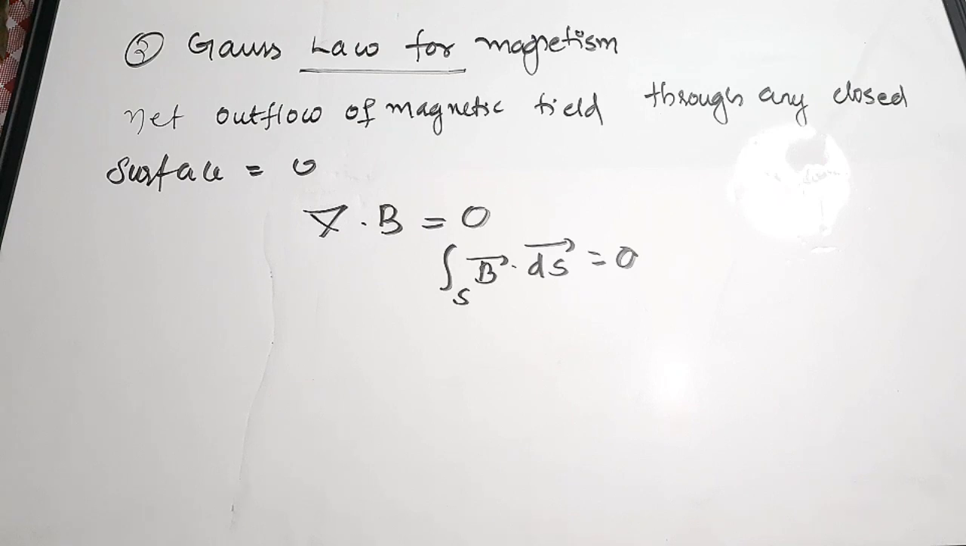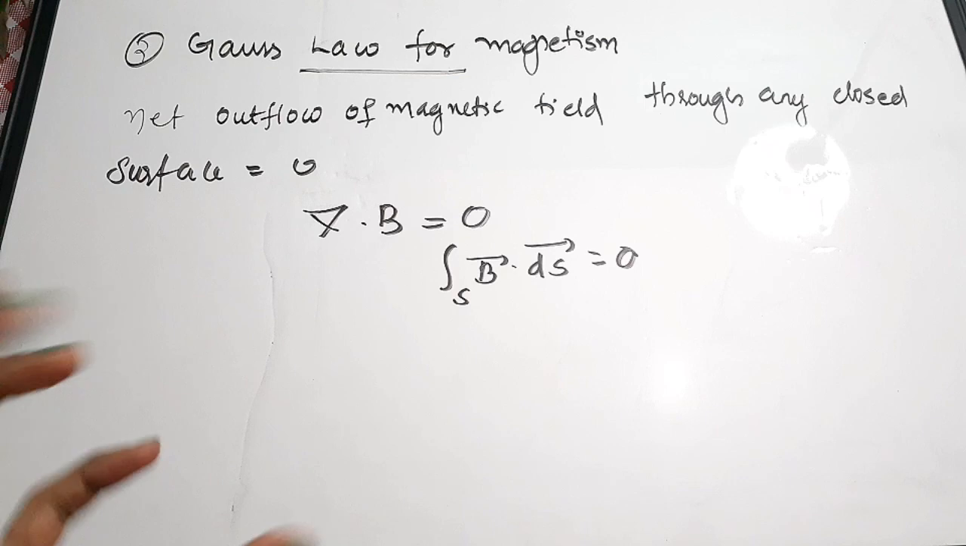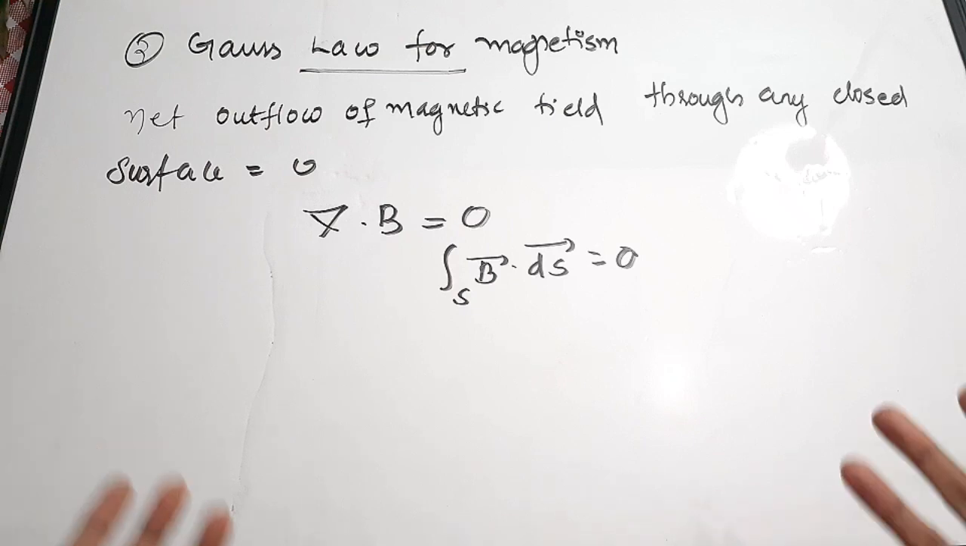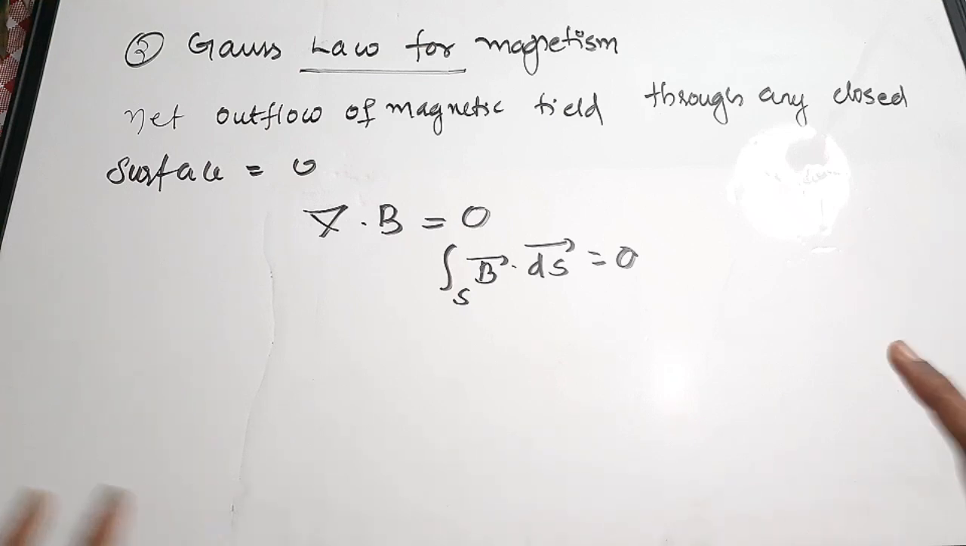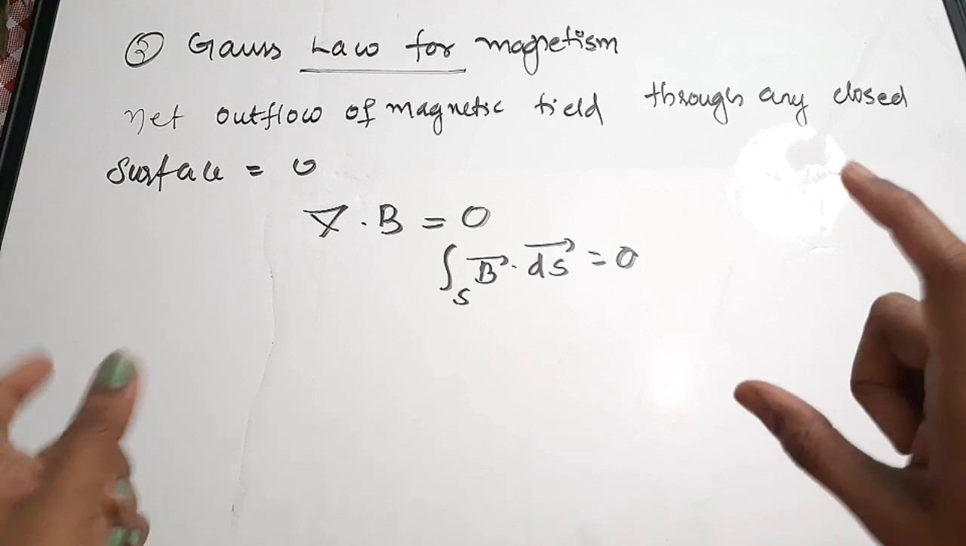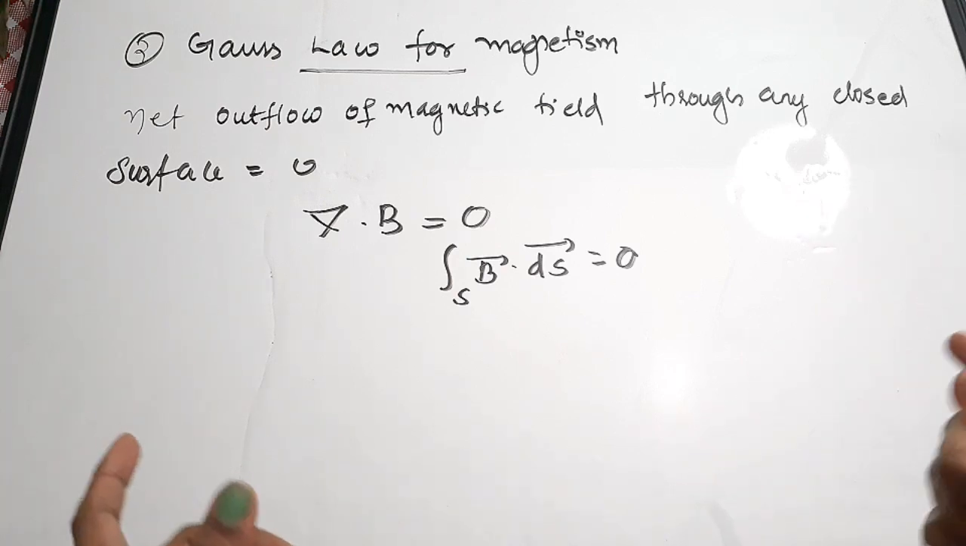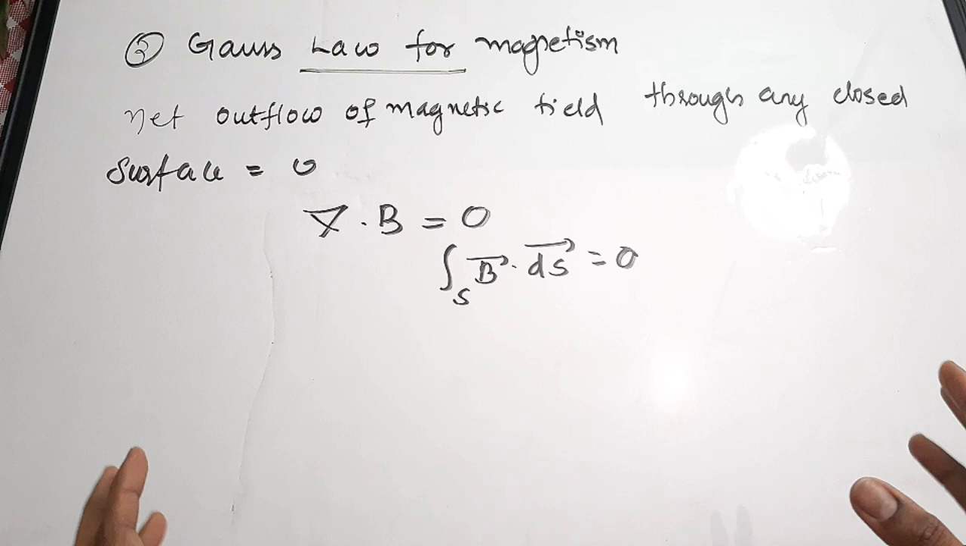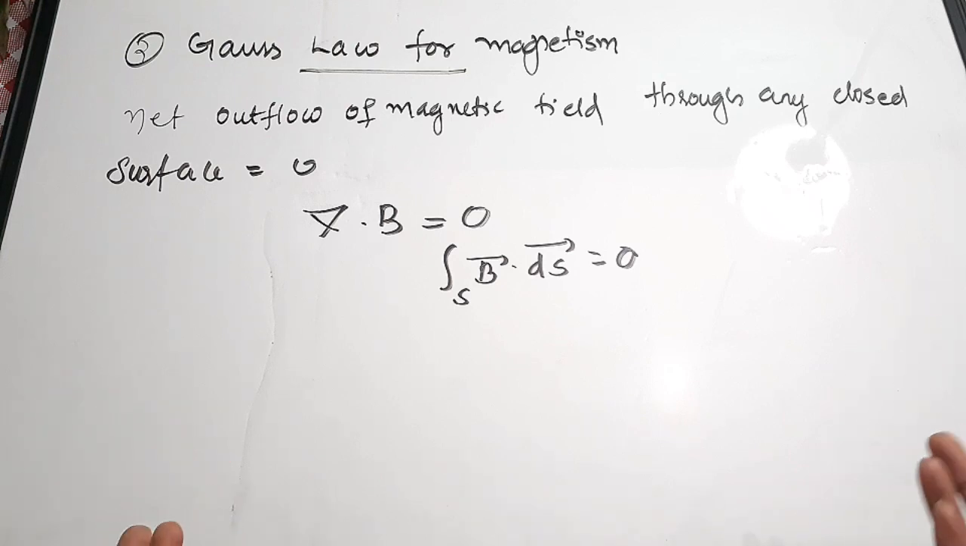The second equation is Gauss's law for magnetism. It is a very simple law. It states that the net outflow of the magnetic field through an enclosed surface is equal to 0. This law explains the dipole nature of the magnetic field, and that the magnetic field cannot exist as a monopole. When we discuss a magnet, there are two poles. Magnets are not monopoles, they are dipoles. So this law explains the dipole nature of the magnet.